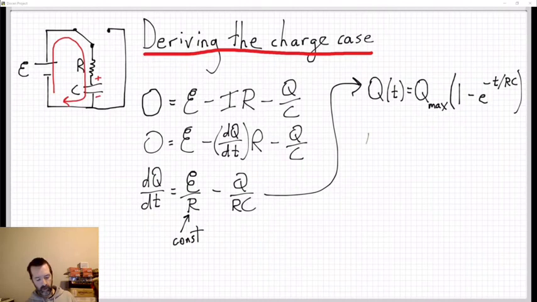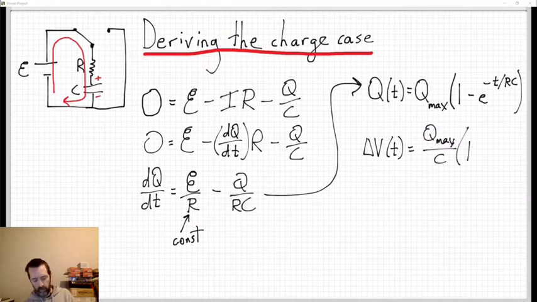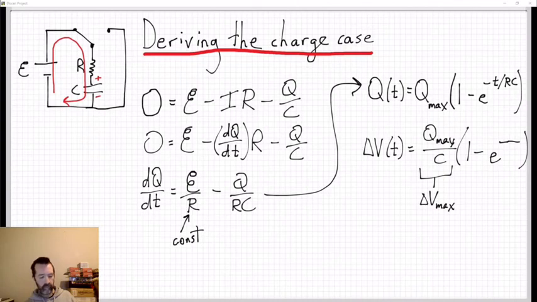If I wanted delta V of t, just like in the discharge case, all you have to do is take the Q function and divide it by C. So I'll have Q max over C times 1 minus e to the stuff. And Q max over C is the same thing as V max, delta V max.